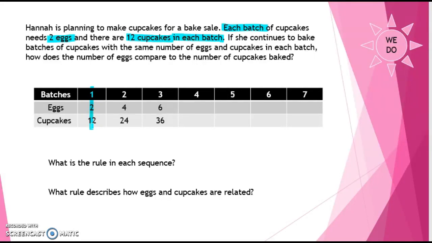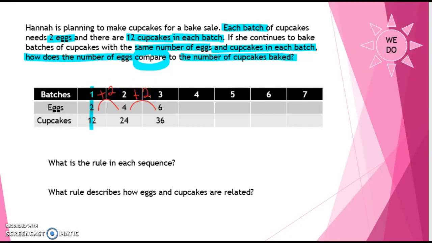If she continues to bake batches of cupcakes with the same number of eggs and cupcakes in each batch, we want to know, how does the number of eggs compare to the number of cupcakes baked as she keeps baking? Okay, so let's use our skip counting. Let's take a look at this. So let's look at the eggs first to find a sequence rule. We go from 2 to 4, 4 to 6. Okay, that one's easy peasy. We can see that it is add 2.